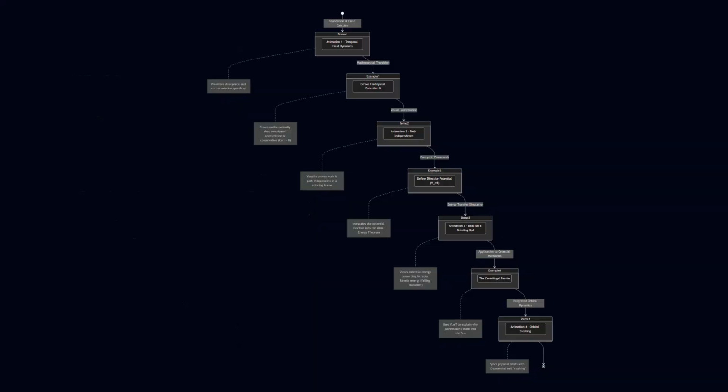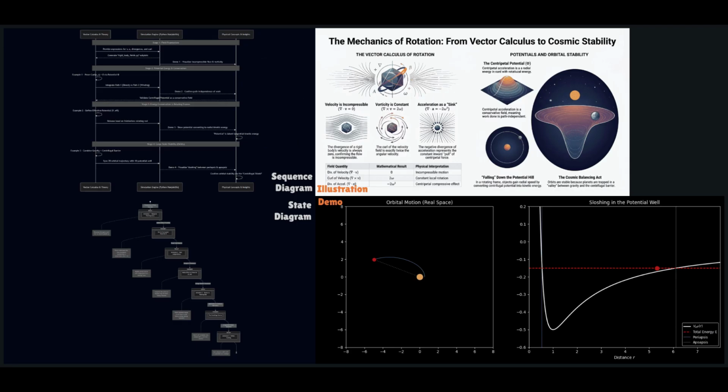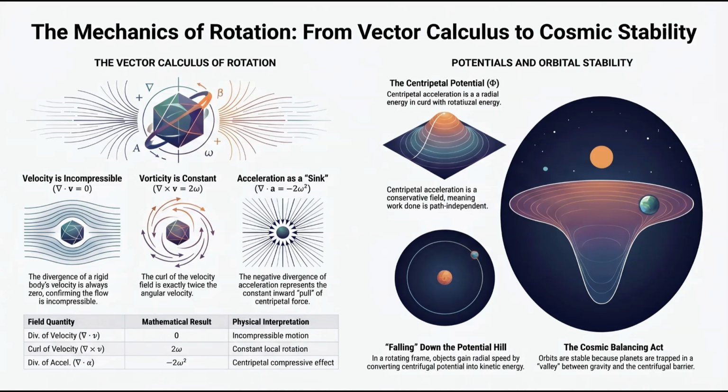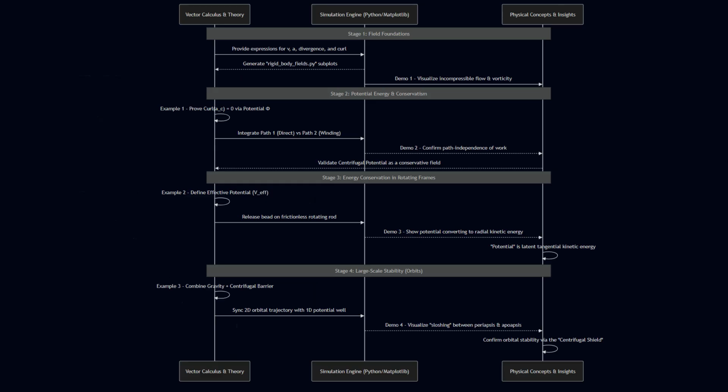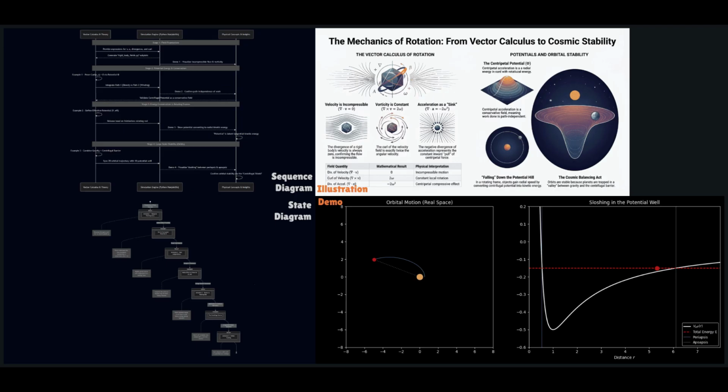From mechanical rods to cosmic orbits. The final and most significant contribution of the derivation sheet is scaling these local mechanical rules to a universal level. It identifies the centrifugal barrier, a steep wall of energy that prevents a planet from crashing into its sun. This theoretical pillar is what makes the final transition to orbital sloshing possible, revealing that a planet's complex path is actually a simple oscillation trapped within a stable valley of energy.